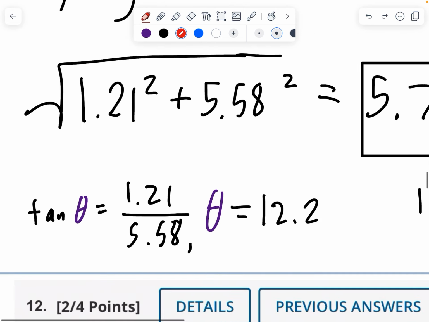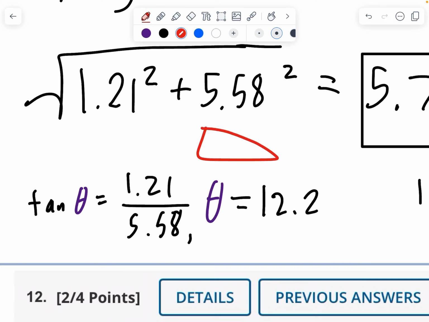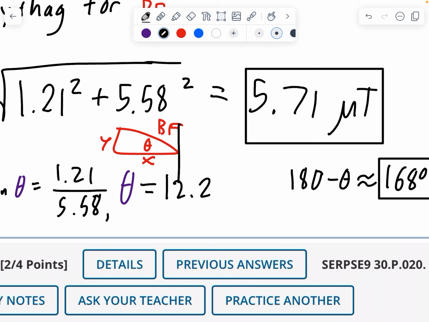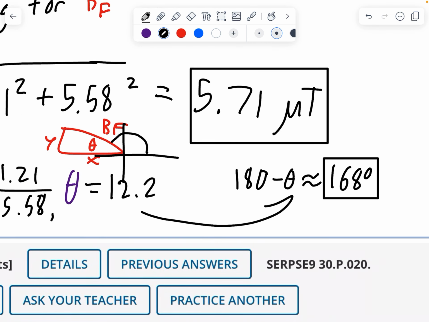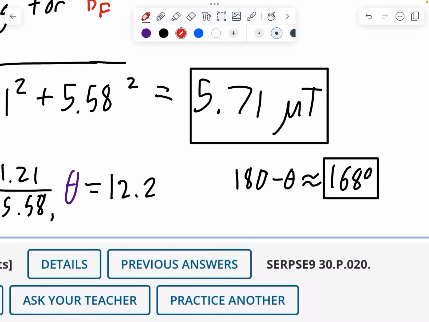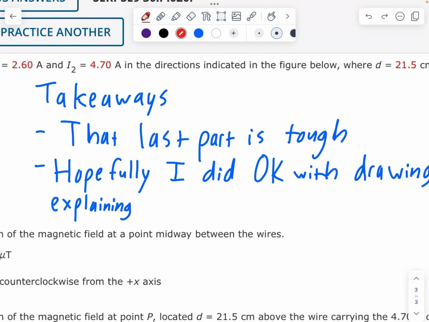And then for the angle, it's pretty easy: opposite over adjacent. If we make our BF triangle with X and Y, very easy, and our theta is 12.2 degrees. They ask how many degrees that is when we rotate counterclockwise from the positive x-axis, so you just do 180 minus theta, which is 168 degrees. Okay, so that is the problem, and here's my proof. It's all correct. The takeaway is that the last part is tough to explain, at least for me.